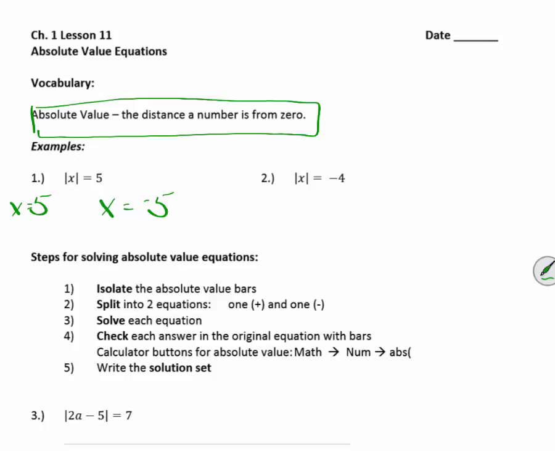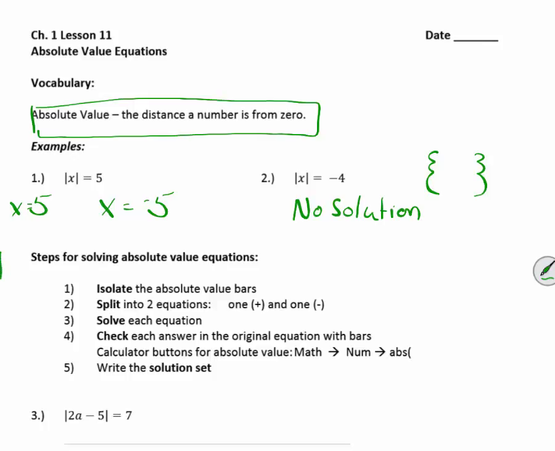Number 2, absolute values always have to be positive. So for number 2, there is no number that is -4 spaces away from 0. So this one has no solution. And one thing that we didn't talk about earlier when we did no solutions is that you can actually show that using the fancy brackets with nothing in them. That means no solution.